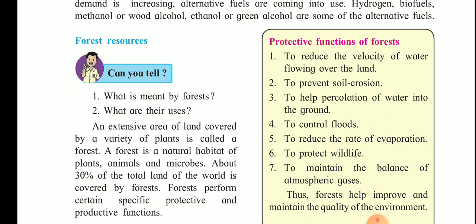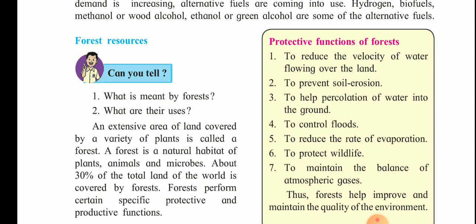So, now the next resources which we are studying is forest resources. Now, let us see what is meant by forest. Forest is an extensive area of land covered by a variety of plants. The forest is a natural habitat of plants, animals, and microbes.